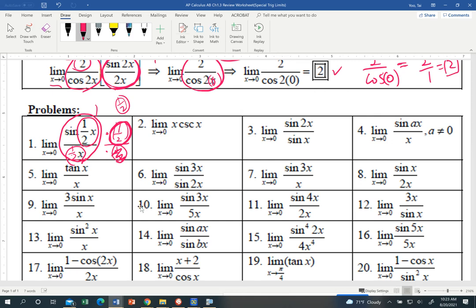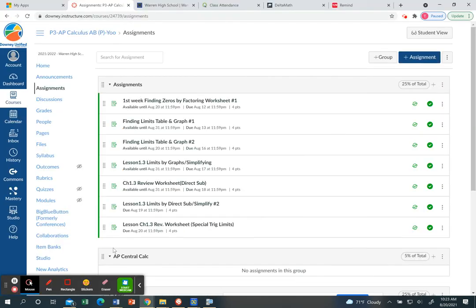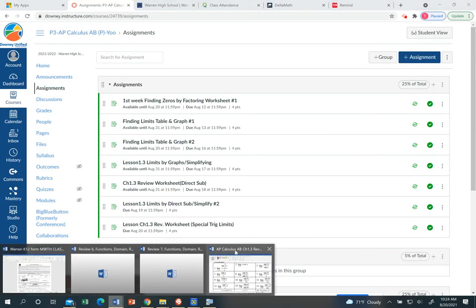All right, I'm going to give you a few seconds to work on number 2. All right, and then we'll look at it together. Let me pause this. All right, so let's go back to number 2.